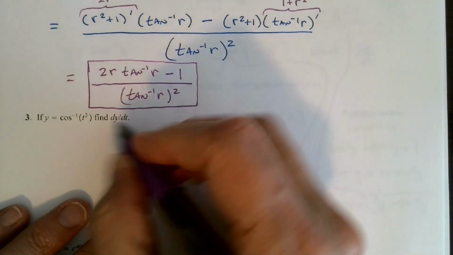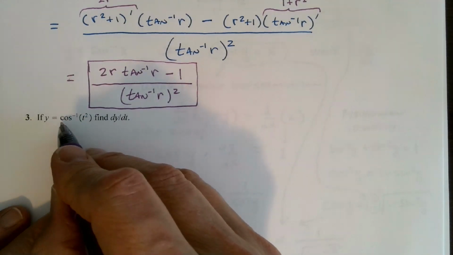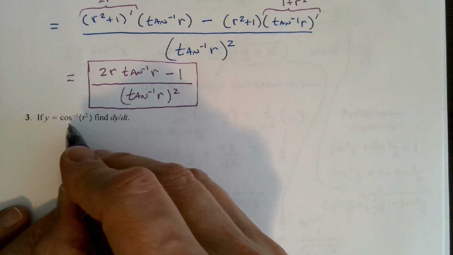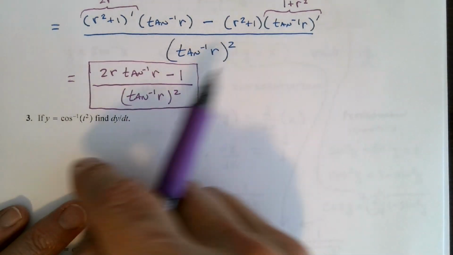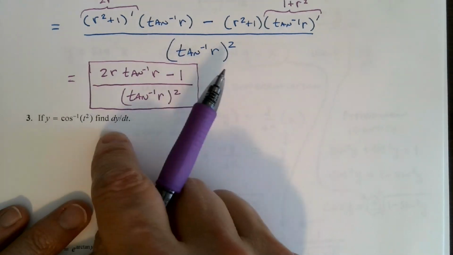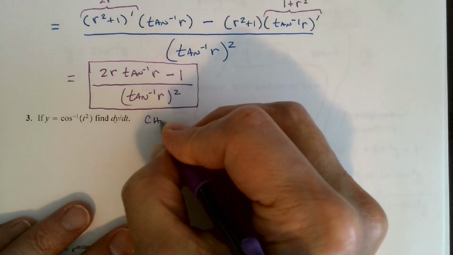What rule here? Is this a product? Cosine inverse times t squared? No, it's cosine inverse of t squared. Right? You can't multiply by cosine inverse. You can multiply by cosine inverse of t squared, but it's just cosine inverse of t squared. This is a chain rule problem.